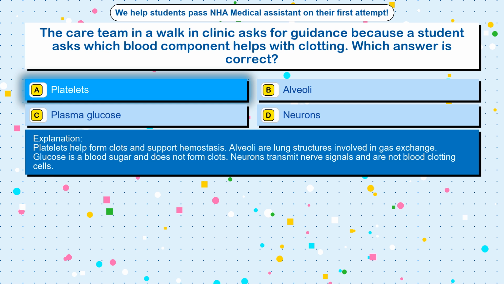Platelets help form clots and support hemostasis. Alveoli are lung structures involved in gas exchange. Glucose is a blood sugar and does not form clots. Neurons transmit nerve signals and are not blood clotting cells.